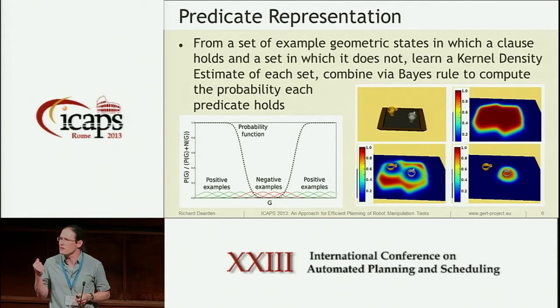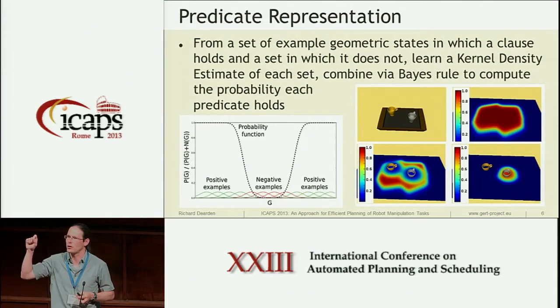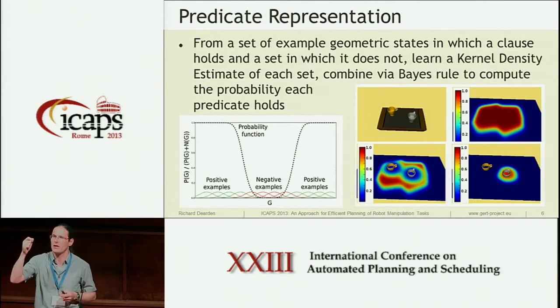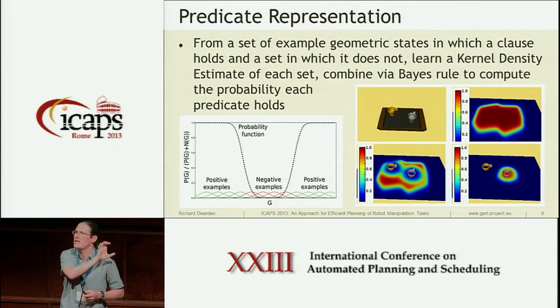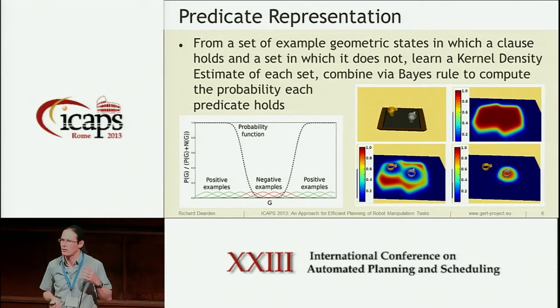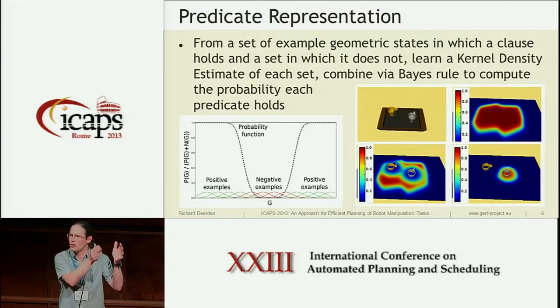But we can also use it in the other direction, right? We can do hill climbing in that probability distribution to find high probability geometric states that correspond to some sentence in the symbolic language. So now we can generate our initial state by using it as a classifier, but we can also turn symbolic states into geometric states by doing this hill climbing procedure.